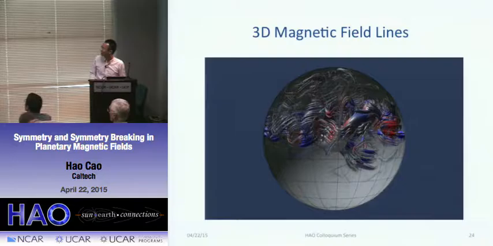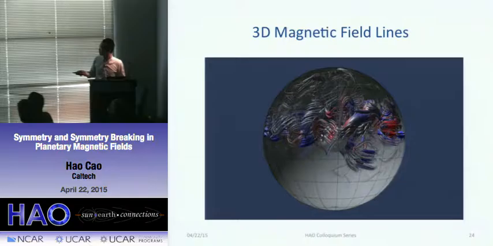Okay, so can I move on? Those are what the 3D magnetic field lines look like in the solution. They are strongly twisted in one hemisphere. Sorry for the background color being so close to the sphere. The equator is here. The field lines are strongly concentrated in one hemisphere. So it's not just a stronger field on the surface, it's inside the entire dynamo region.